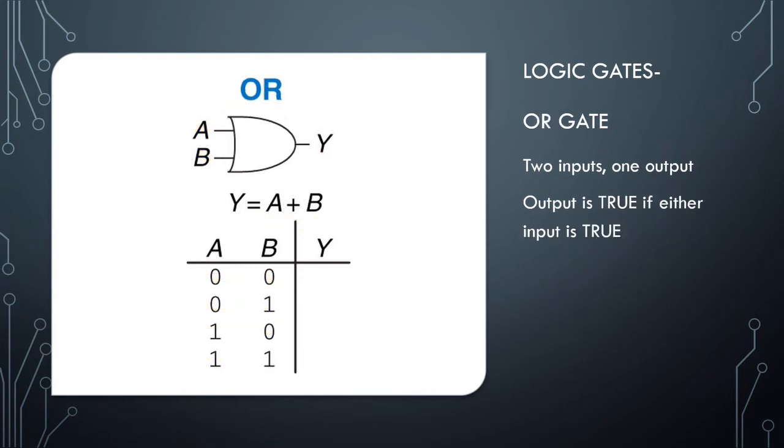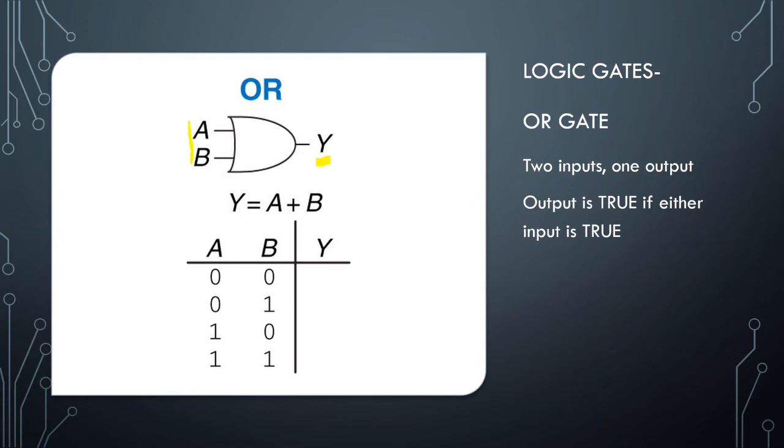Now we have another gate that has 2 inputs and 1 output, so we're still using A and B to describe our inputs, Y to describe our output. But this is an OR gate now that we're looking at. So an OR gate means that either A or B need to be true in order for the output to be true. So either one. It does not need to be both like the AND gate.